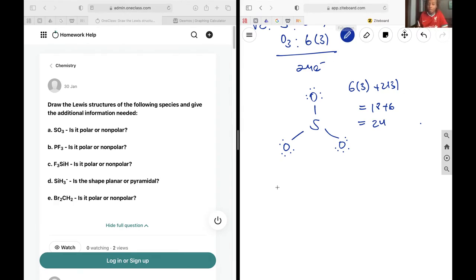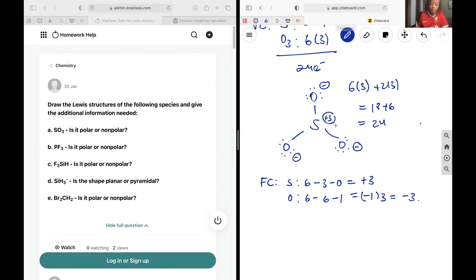Now let me check on my formal charge. On the sulfur, I will have 6 minus 3 minus 0. So that gives me a large formal charge of plus 3. On each of the oxygens, I will have 6 minus 6 minus 1, giving me minus 1, but then I have 3 oxygens, so that gives me a minus 3 charge in total. So I have minus, minus, minus, plus 3.